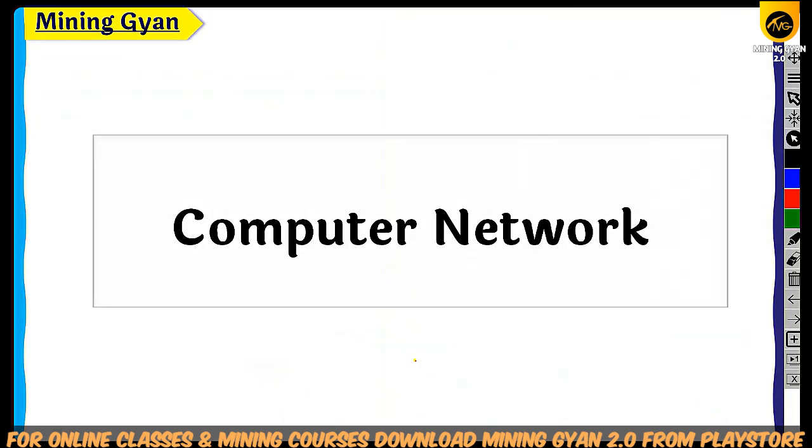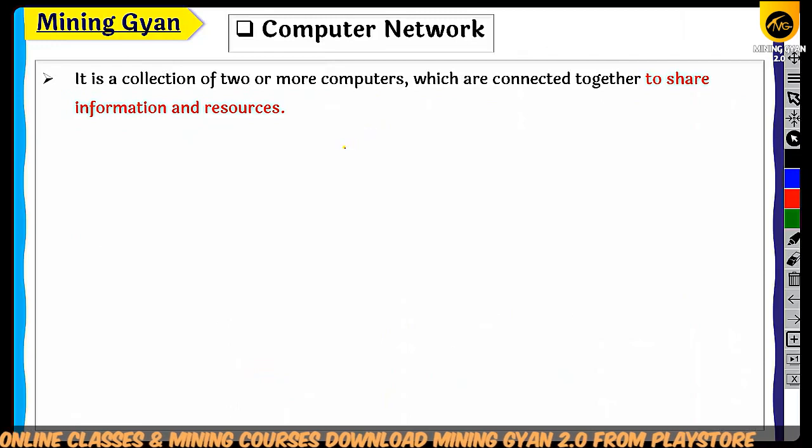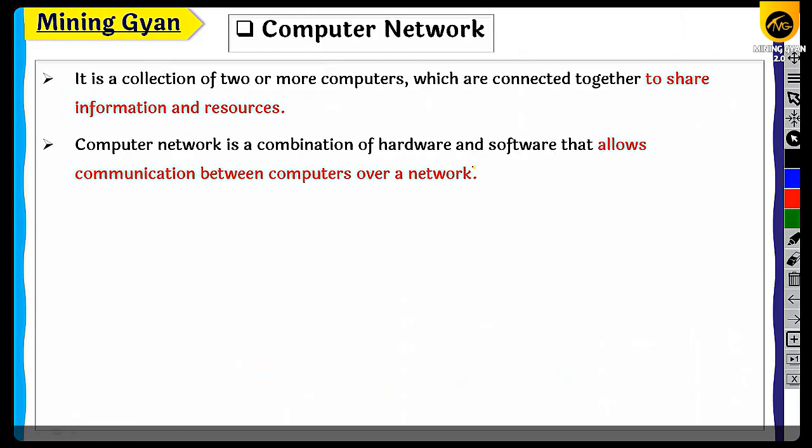Now the next one is the computer network. It is a collection of two or more computers which are connected together to share information and resources. Basically, it is a network connecting two or more computers for sharing information and data. A computer network is a combination of hardware and software that allows communication between computers over a network.